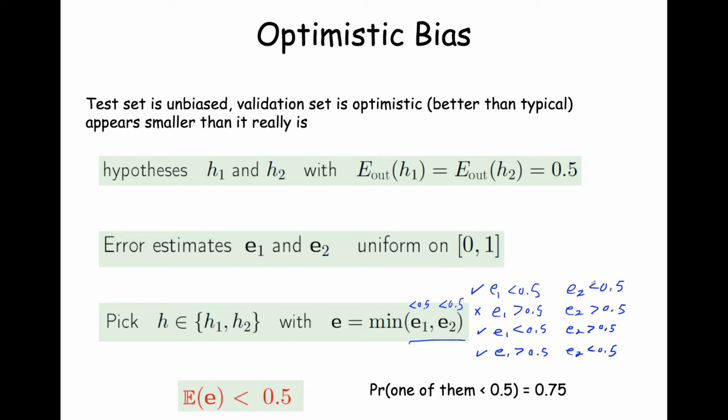So that means we have a 75% probability, because that's 3 cases out of the total 4 that satisfy the condition that one of them is less than 0.5. So this whole idea of optimistic bias in this particular case, even though out-of-sample error for each one is 0.5, by the sheer fact that you're selecting the minimum between the two, your chance that your best hypothesis, the one that has the minimum error, is less than 0.5 is going to be 75%. And so this is your so-called optimistic bias, where we left off last time.